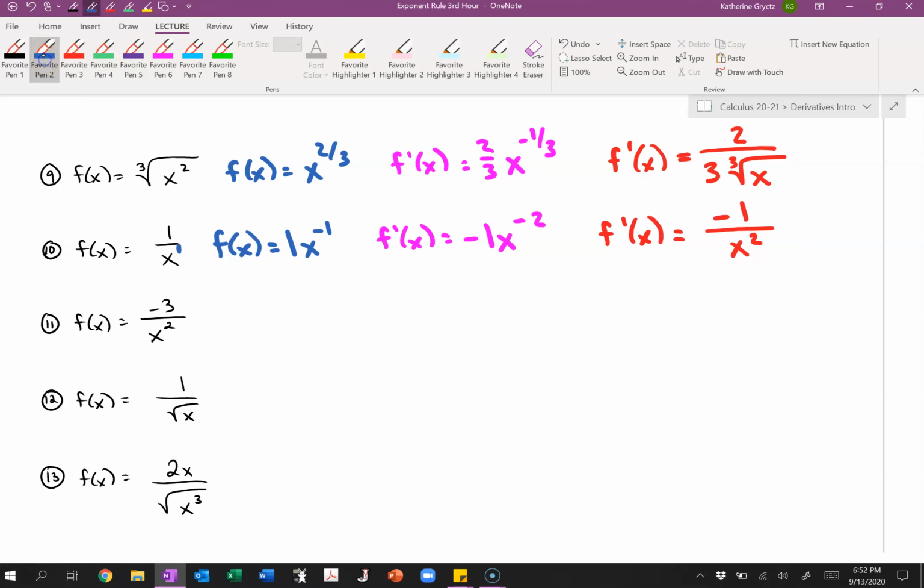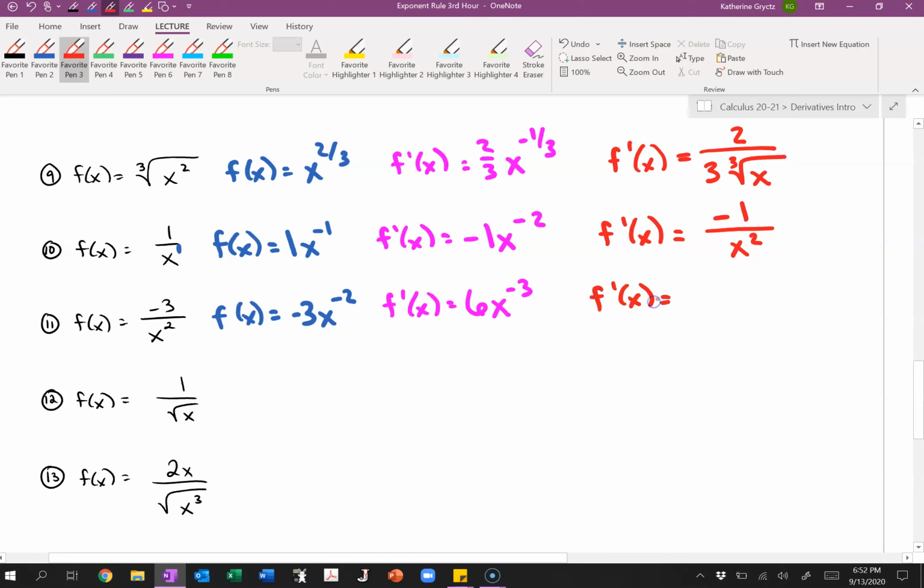For 11, if we rewrite this, we're going to leave that negative 3 where it is and move that x to the top, so negative 3x to the negative 2. We're ready to take a derivative, so we multiply negative 3 times negative 2 and get positive 6. And we have x, and we subtract 1 from negative 2 and get negative 3. And then we go about rewriting it back in the original form, so it came in that fraction. We're going to put it back. That 6 is going to stay on top, and that x is going to move to the bottom, but become a positive 3 as the exponent.